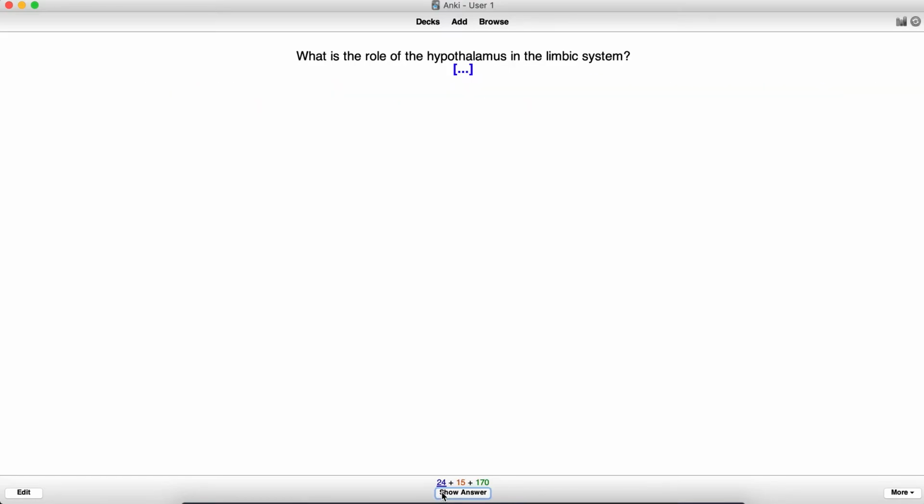What is the role of hypothalamus in the limbic system? So the hypothalamus in the limbic system is responsible for forming memories, so it'll convert short-term memory to long-term memory. Not the hippocampus. Hypothalamus regulates the autonomic nervous system, endocrine, hunger, sleep, thirst, and sex.